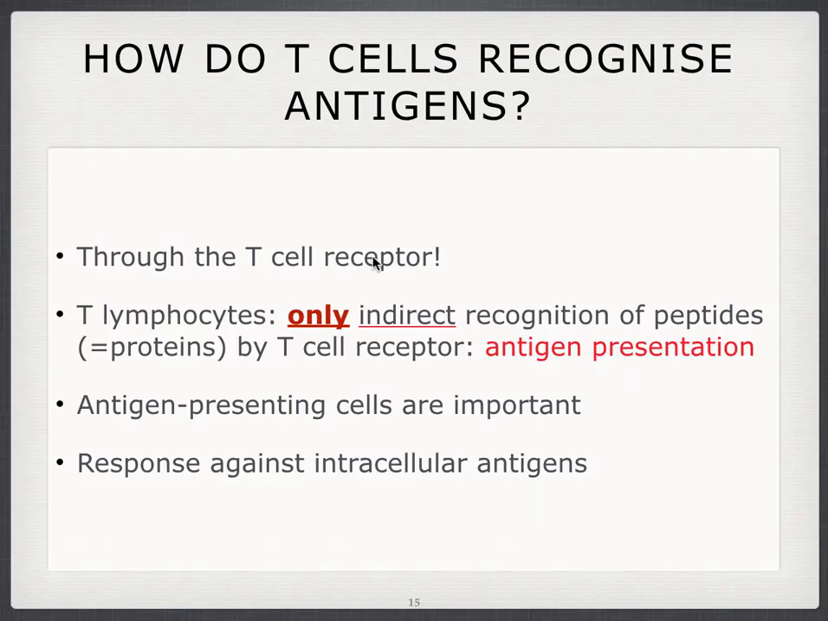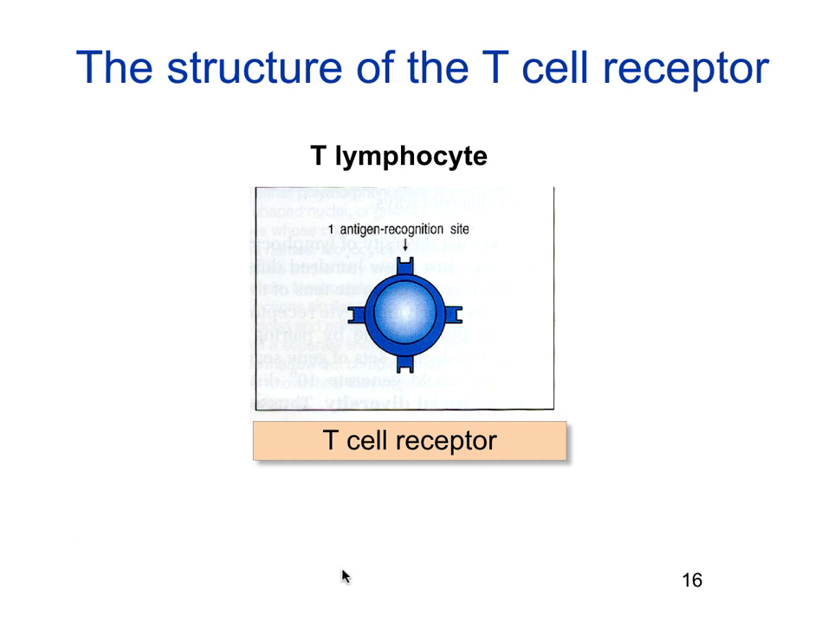So how do T cells recognize antigen? Well, that's through the T cell receptor, like I said, and they can only recognize this antigen when it's presented to them. This can be done by normal cells, but there are also very important antigen presenting cells, and I already talked about those. Dendritic cells can present antigen to T cells, and then the response is directed against intracellular antigens.